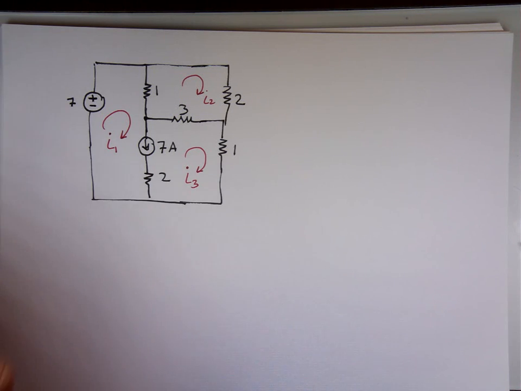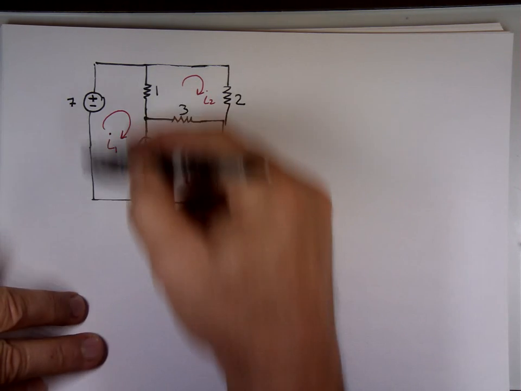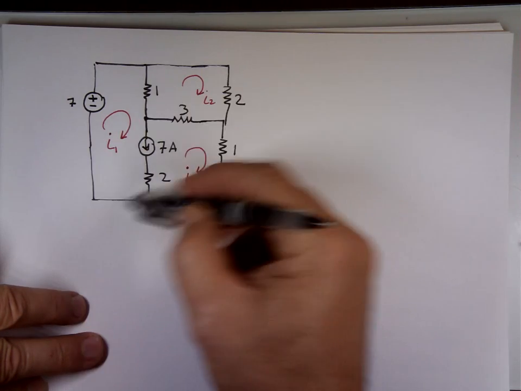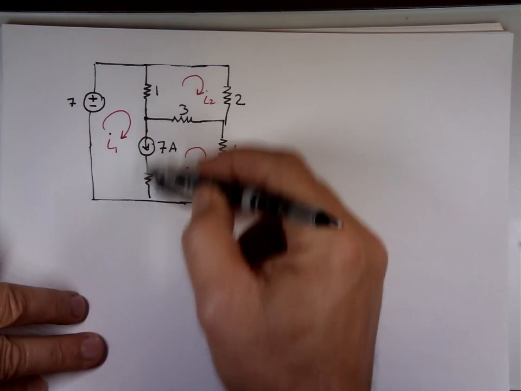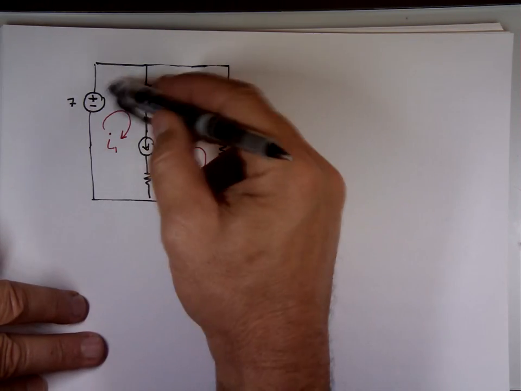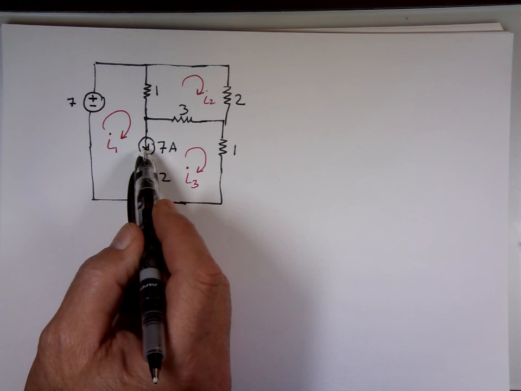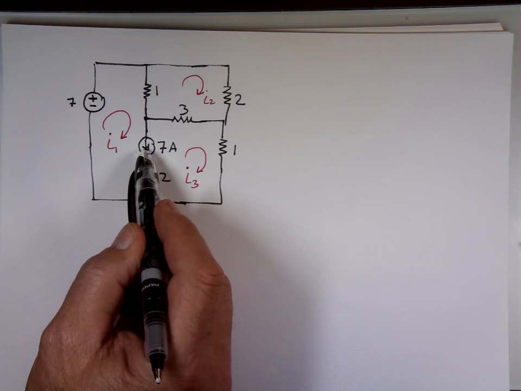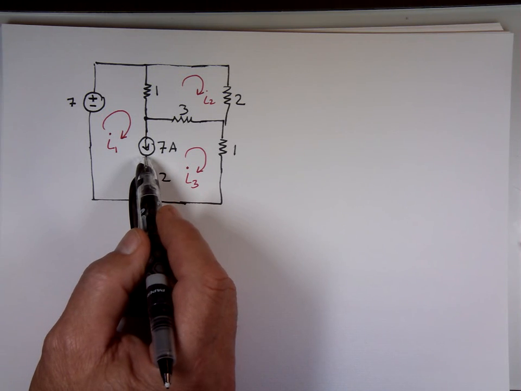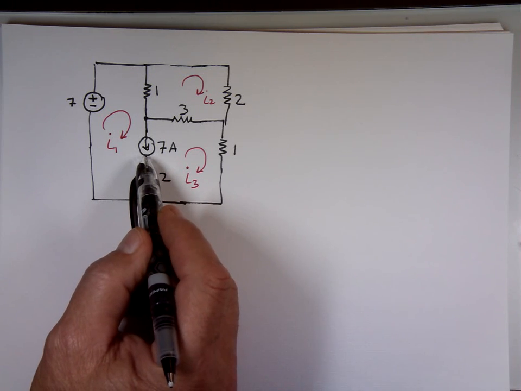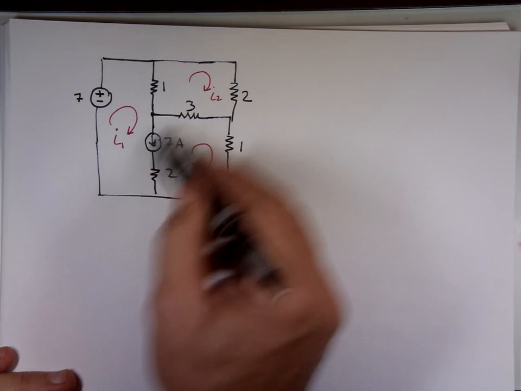See, now I have a problem. I can't use mesh analysis right here in this loop. Sum of the voltages in a closed loop is 0. Well, what is the voltage right here across that current source? None of us knows that. Can you see that? I don't know it. I can't use this loop either.